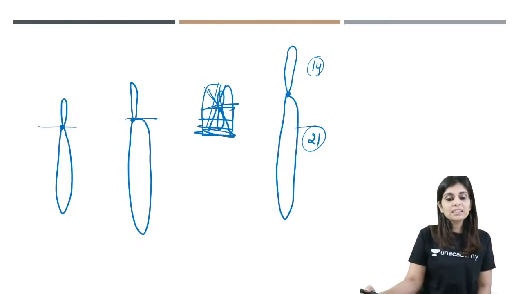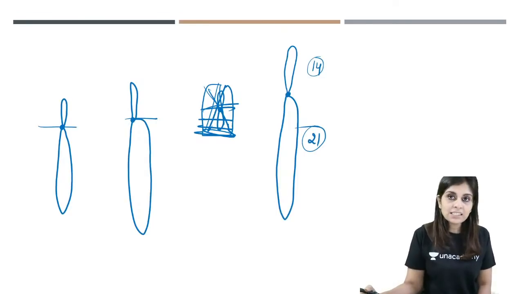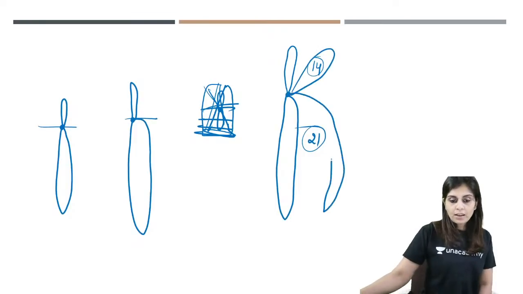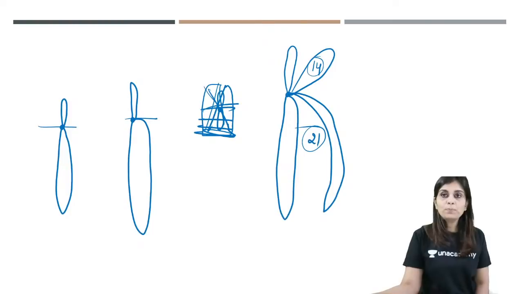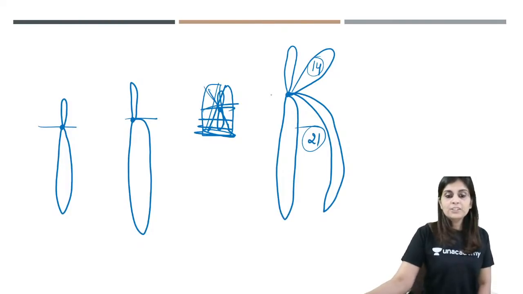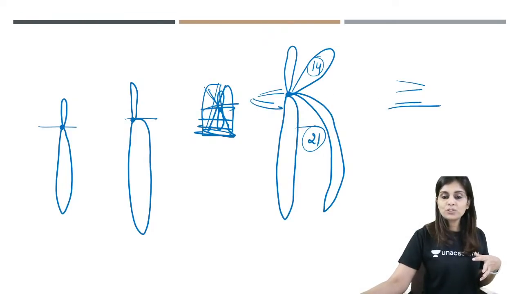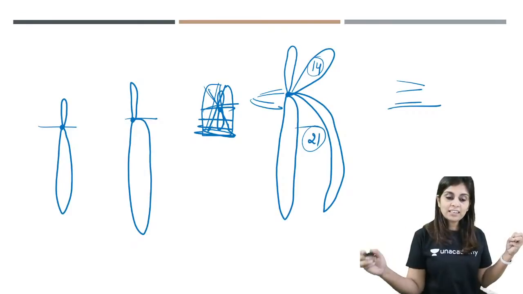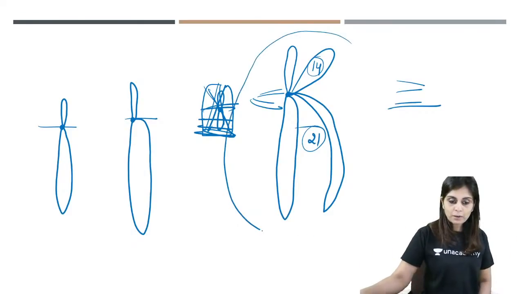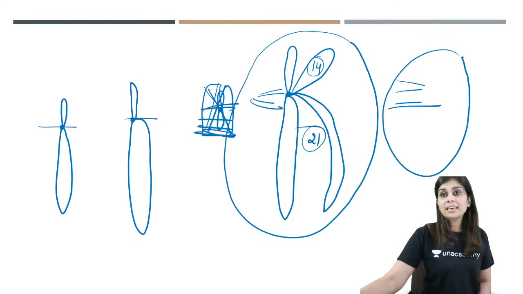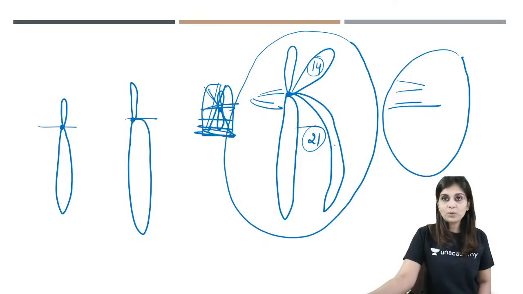So what happens when this person starts producing gametes? As always, in interphase there is going to be duplication of these chromosomes. After duplication, it gets into metaphase 1. In metaphase 1, the spindle is formed and gets attached to the centromere. When the spindle contracts, this as a whole goes to one pole. The other pole does not have any sequences that are representative of chromosome 14 and 21.